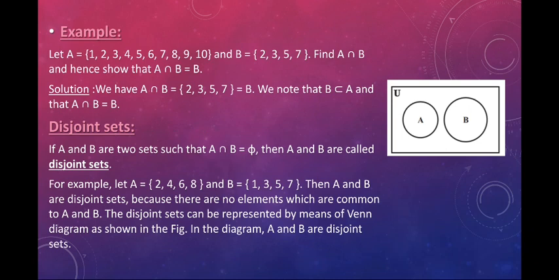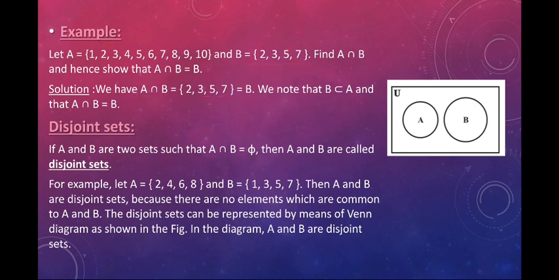Again, A is equal to 1, 2, 3, 4, 5, 6, 7, 8, 9, 10. B is equal to 2, 3, 5, 7. What will be the intersection? Look at here, 2 is common, 3 is common, 5 is common, 7 is common. So if you apply A intersection B, it will be the collection of 2, 3, 5 and 7. And this set 2, 3, 5, 7 is the same as the B set. So you can write A intersection B is equal to B set.